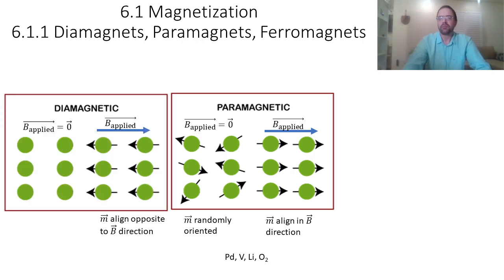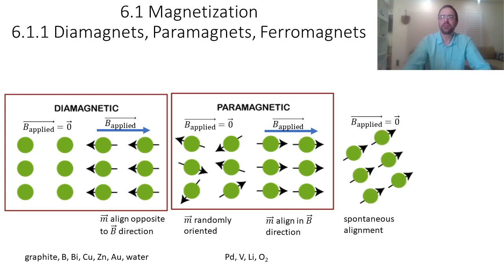There are materials for which the magnetic dipole moments can be induced by a magnetic field, and the induced magnetic moment aligns in the opposite direction as the applied magnetic field, and we call these materials diamagnets. For example, graphite, boron, bismuth, copper, zinc, gold, water are diamagnetic.